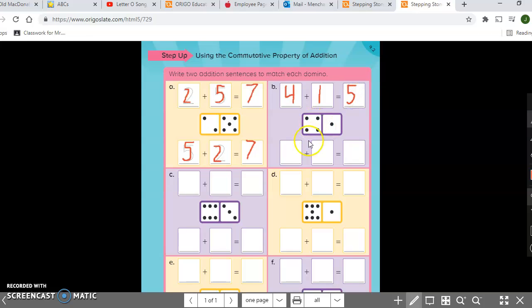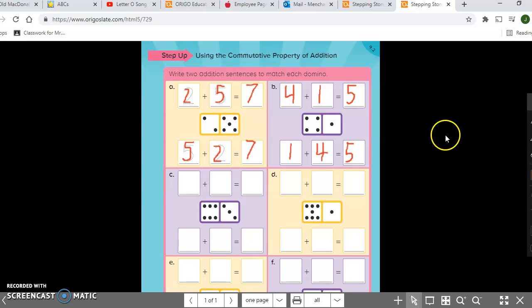Now, let's do the turnaround of that, okay? Do it the other way. Put the 1 over here. Then put the 4 over here. Boys and girls, what is the total? It's still 5. Another way to show that is if I start counting, it's 1 plus 4 equals 5. 1, 2, 3, 4, 5. See that?